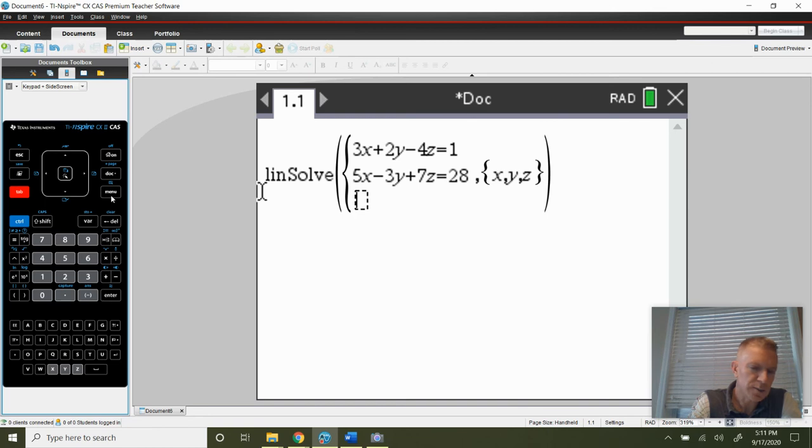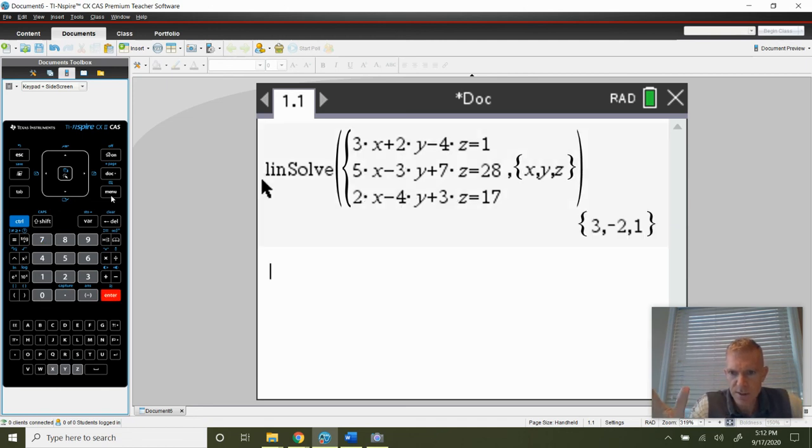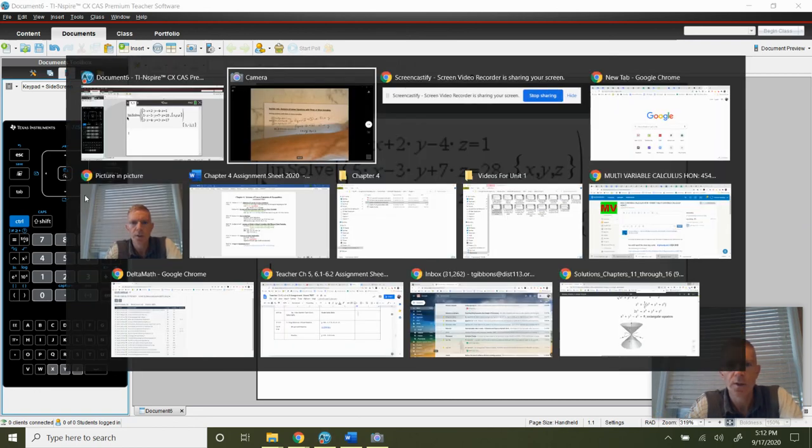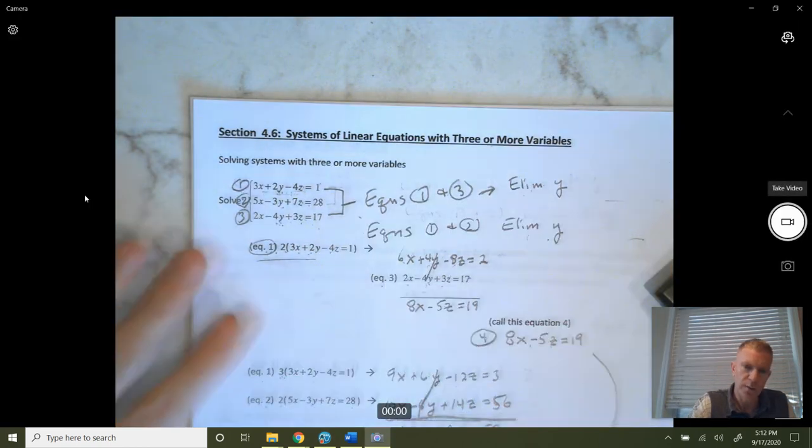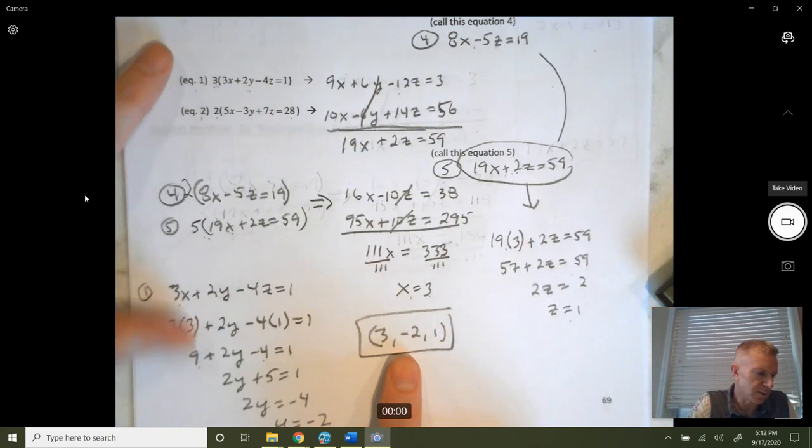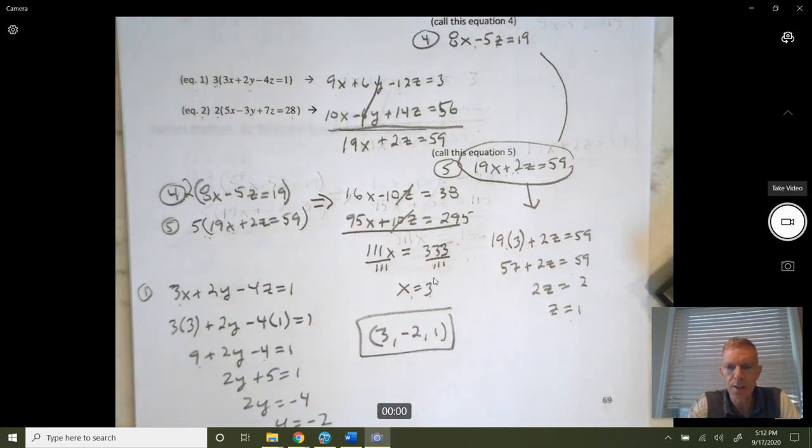And we've got 2x minus 4y plus 3z equal to 17. And hit enter to solve the system. And what do you know? You get 3, -2, 1. Okay, which was the same thing that we got when we did this algebraically. All right, till next time.